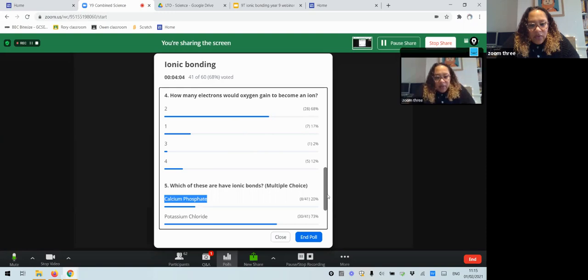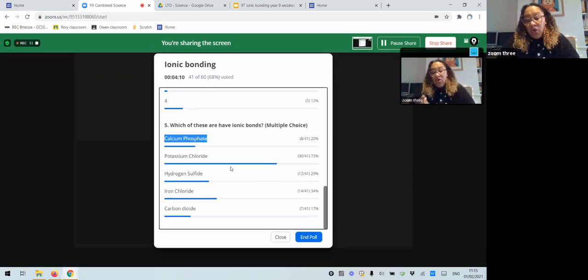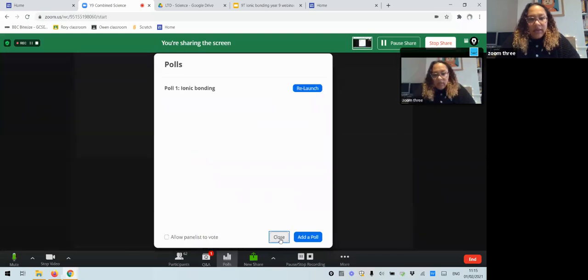Absolutely. And then you guys have been able to identify lots of these, but just remember which of these elements are metals and which are non-metals. And those are the ones that are coming together to form those ionic bonds. So thank you very much, year 9. I'm now going to close that.